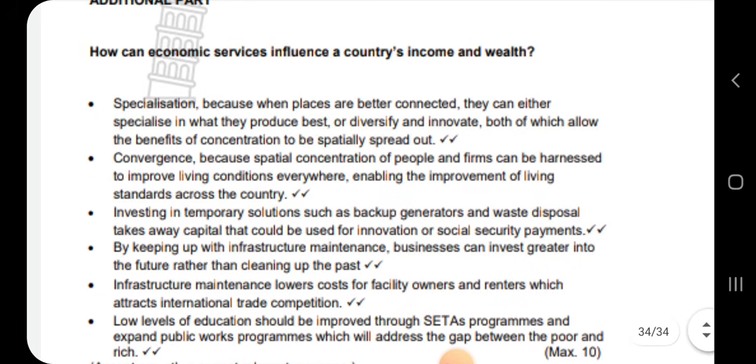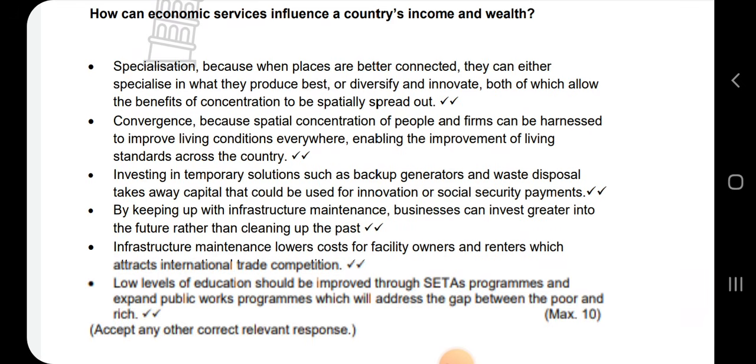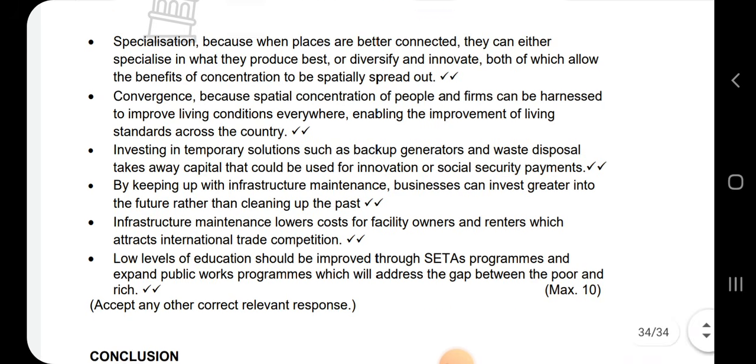And then here we have the additional part: how can economic services influence a country's income and wealth? Economic services, so that is the answer. Through specialization, convergence, and investing in temporary solutions, and then that is the conclusion.